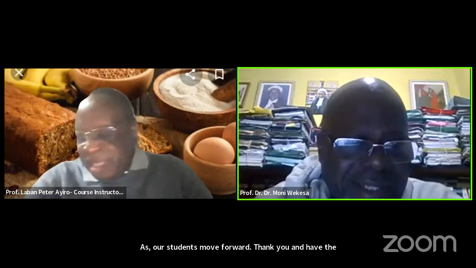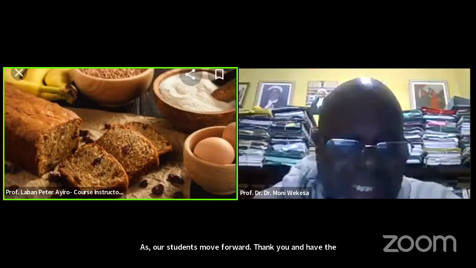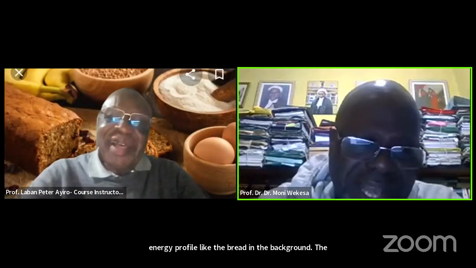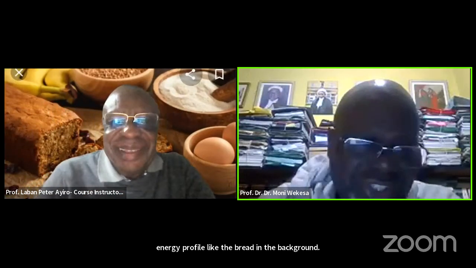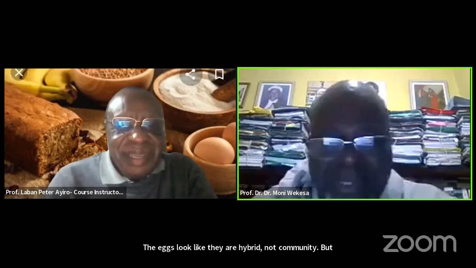I like the bread in the background. The eggs look like they are hybrid, not kienyeji, but at least the bread looks very appetizing.